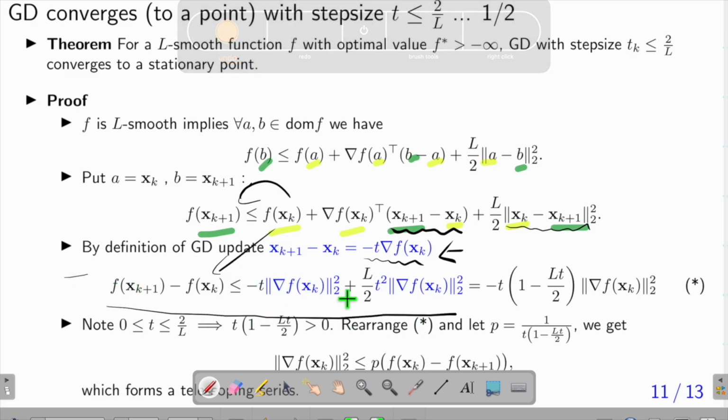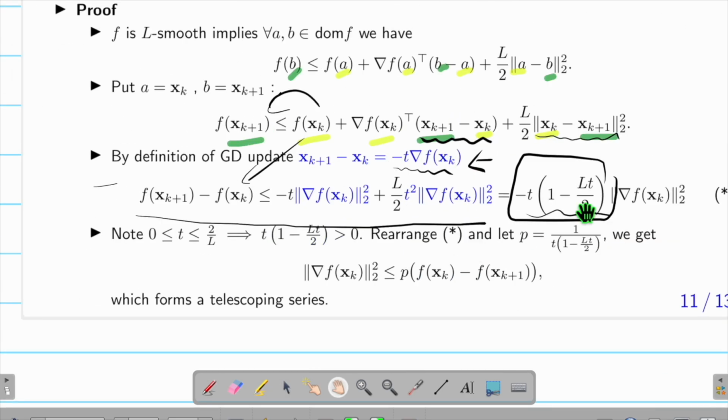So now I have this part. These two things, both are what? Gradient norm squared. So I can further combine them. Negative t, this is L divided by 2 t squared, so I can take a t out, so I have this thing. This is what? Nu minus O. What I want is this thing negative. That means this thing smaller than this. So I want this thing negative.